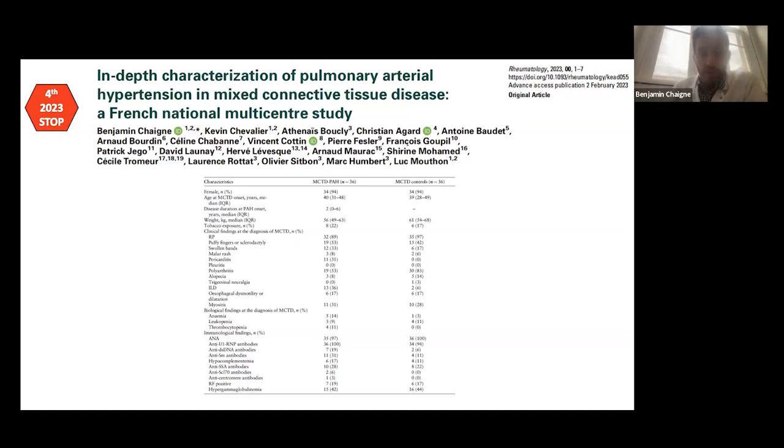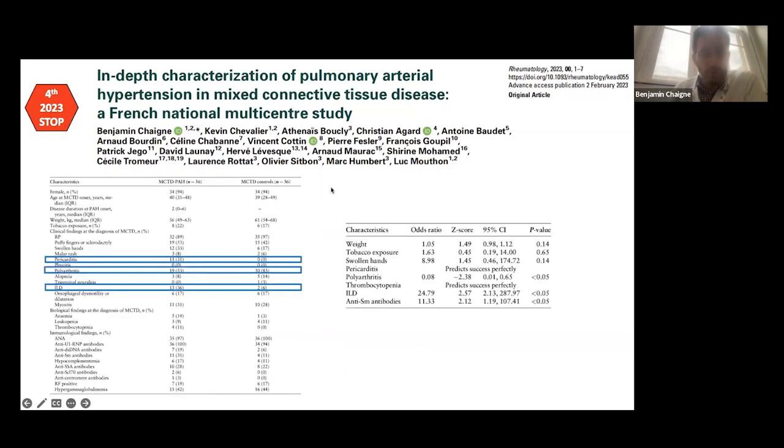What we did is that we found 36 patients who had MCTD and PH defined by RHC, and we compared them to MCTD controls, basically patients with MCTD without PH. The first thing we noted is that patients with MCTD and PH had more pericarditis, less polyarthritis, and more ILD. When we did statistics to look for risk factors associated with PH within MCTD, we found that pericarditis was a predictor. Polyarthritis was negatively associated with PH. Thrombocytopenia was a risk predictor as well. ILD was associated with PH, and also anti-Sm antibodies. So the first thing we found in this work is that we can identify some risk factors for PH in patients with MCTD.